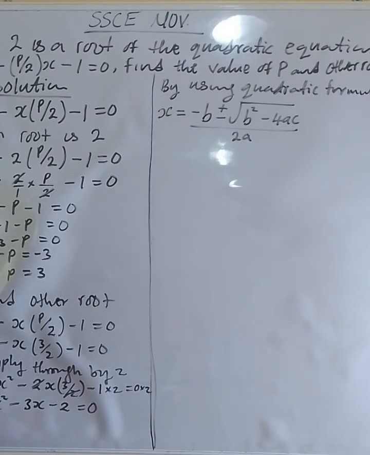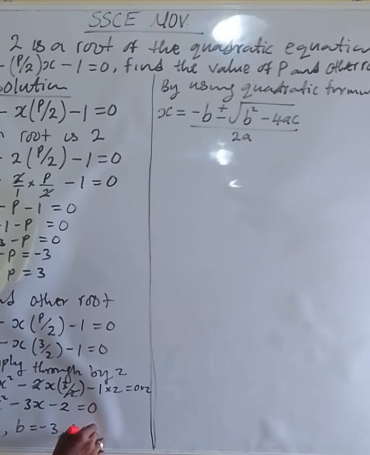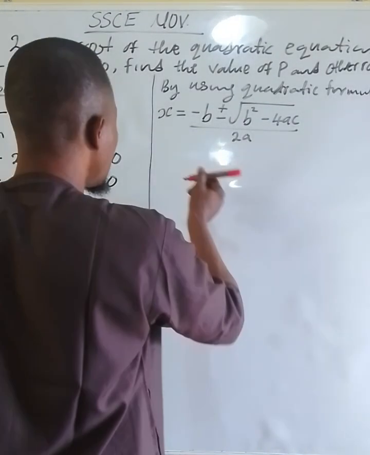So now, here, our a equals what? A equals 2. Then b equals what? Minus 3. And c equals what? Minus 2. So those are the values we are going to substitute now.